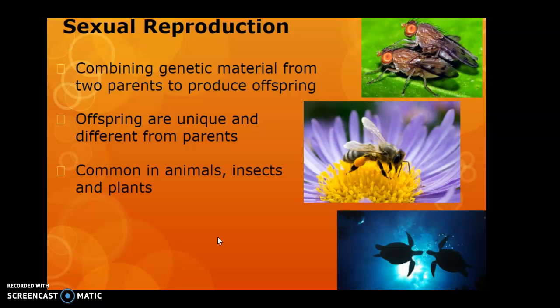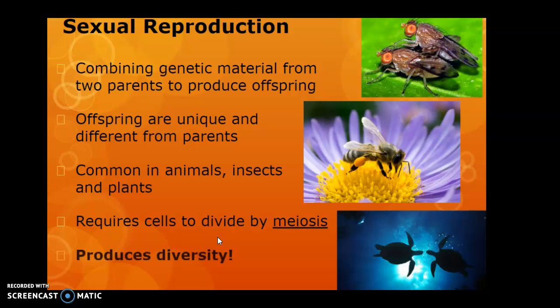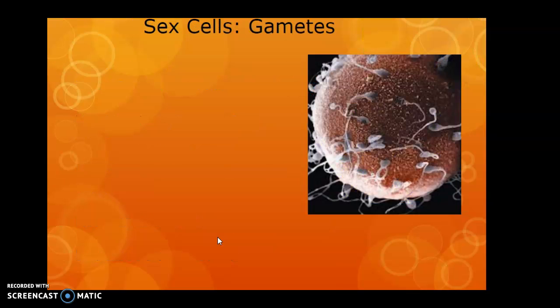Pollen, for example, is a reproductive cell. This requires cells to divide by meiosis that produces new cells that are unique. They are not identical to the original cells like we saw in mitosis. It's going to produce diversity not only in the new cells that are made, but in the offspring as well. Diversity is always a positive for any population.